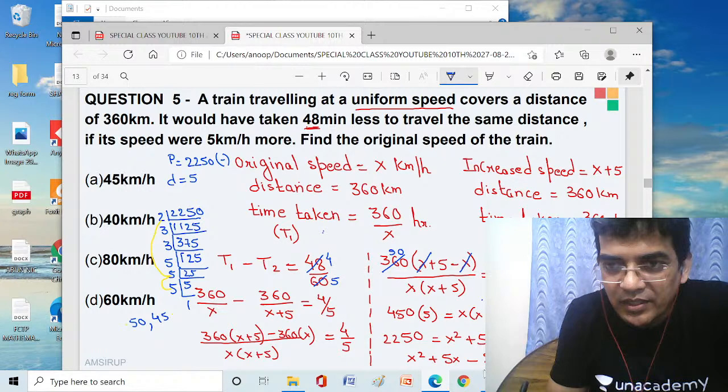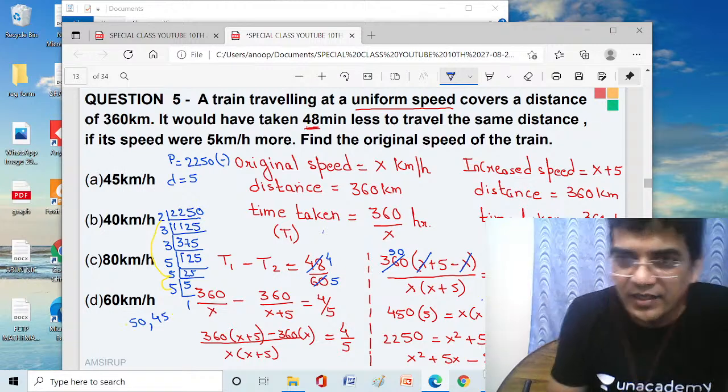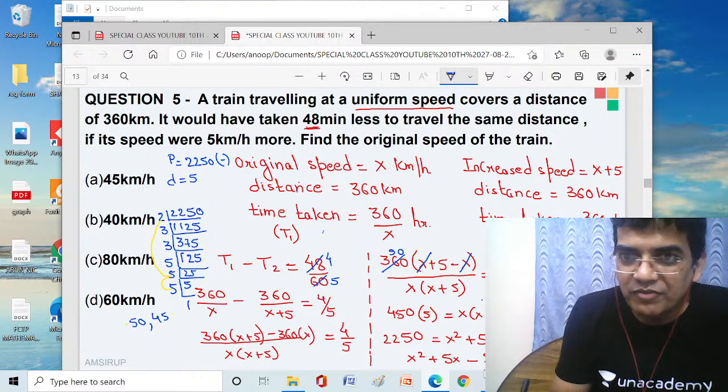Now we are going to equate these two one by one with 0. When I equate the first one, I get x is equal to minus 50. Equating the second one, I get x is equal to 45. We can't take the negative speed, so we will leave this out and take the positive one. So x is equal to 45, and x was considered as the original speed.